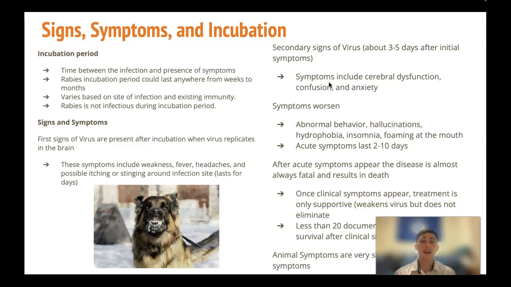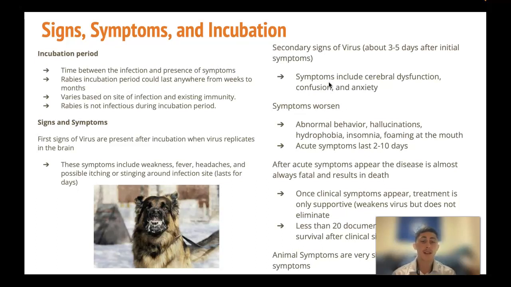And these are all considered acute symptoms, and they last for about 2 to 10 days. And after 2 to 10 days, unfortunately, the virus is almost always fatal, and that's why this disease is very serious. Once clinical signs appear, treatment is only supportive because that virus has replicated so much and has done a lot of damage to your body and to your brain, to where that treatment is only going to be supportive and does not have enough firepower to eliminate that virus from the body.